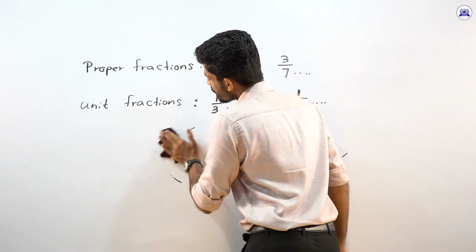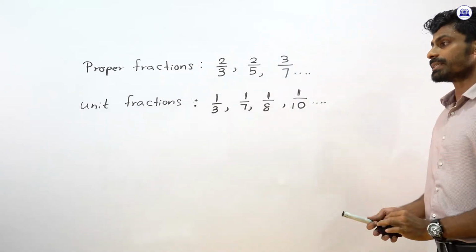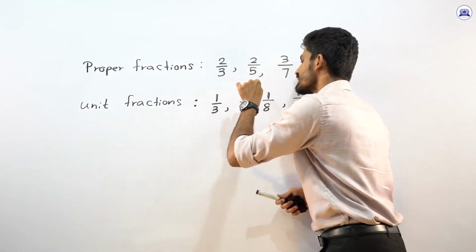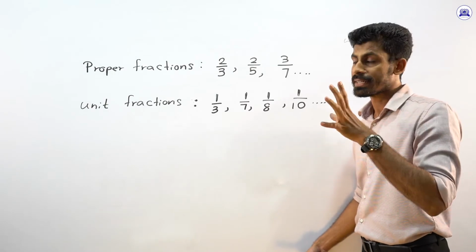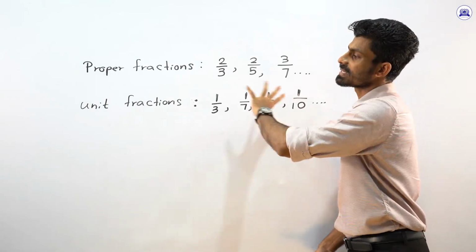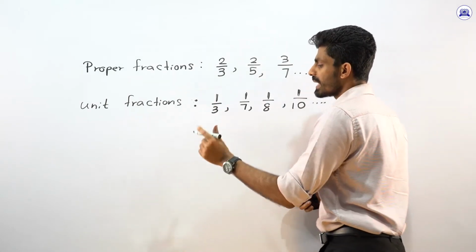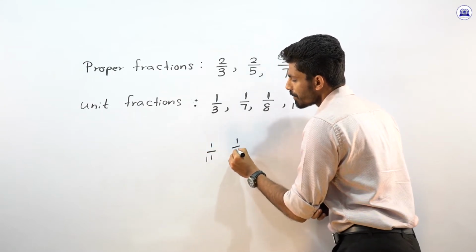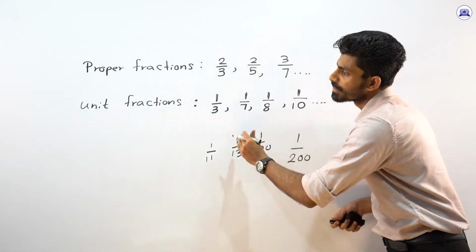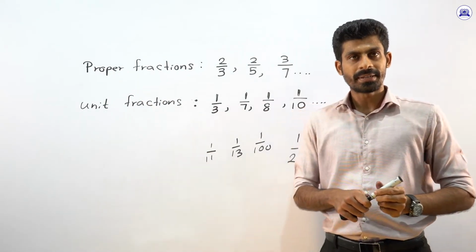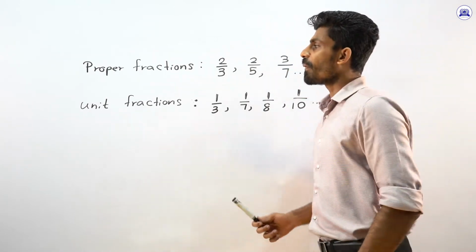Now I'm taking the unit fraction. What is the meaning of unit fraction, my dear student? Unit fractions mean the numerator is always equal to 1. If the numerator is equal to 1, those fractions are called unit fractions. Very easy. You can write down millions of examples: 1 over 11, 1 over 13, 1 over 100, 1 over 200. All those fractions are unit fractions. Just check like that.